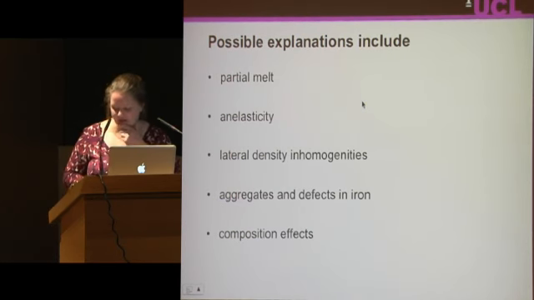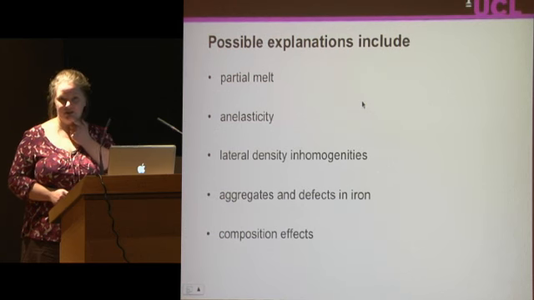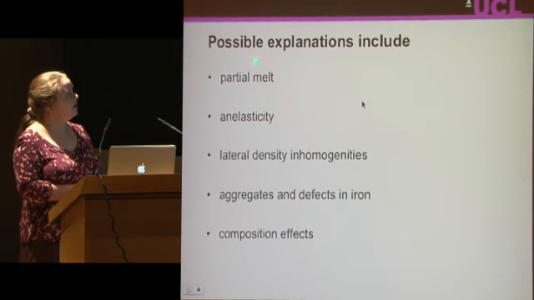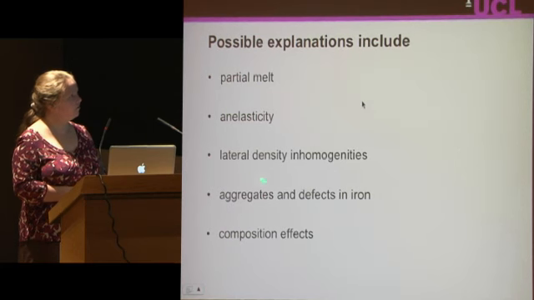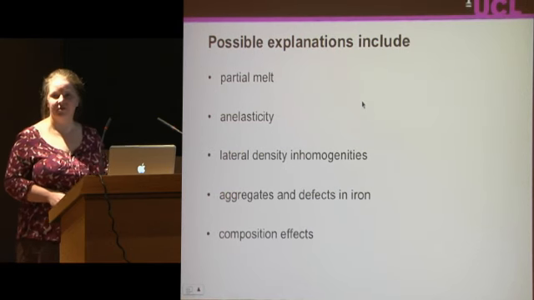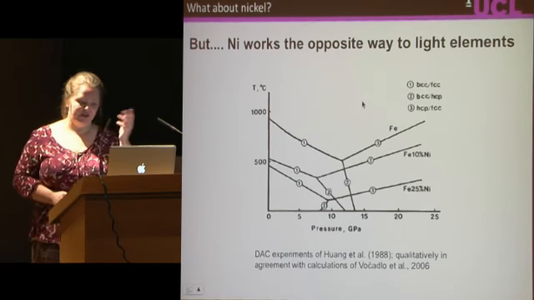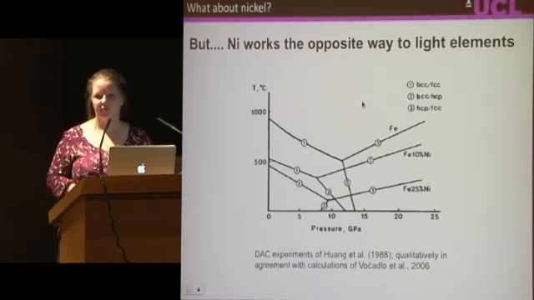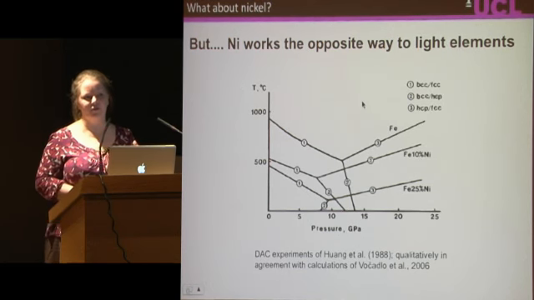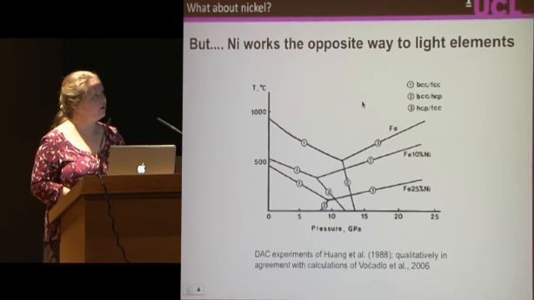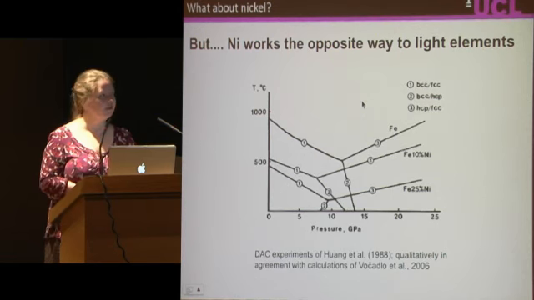So possible explanations for the mismatch between seismology and these mineral physics calculations: partial melt, which I've already mentioned, anelasticity, lateral density inhomogeneities, defects in iron, or compositions that we've never looked at. But there's another thing which is related to composition, and that is nickel. As I said before, nickel is often overlooked on the grounds that it's so close to iron in the periodic table, but it's got some interesting properties when you add it to iron.